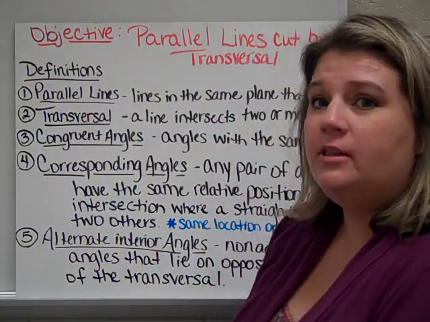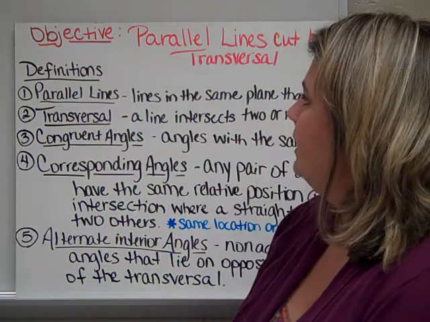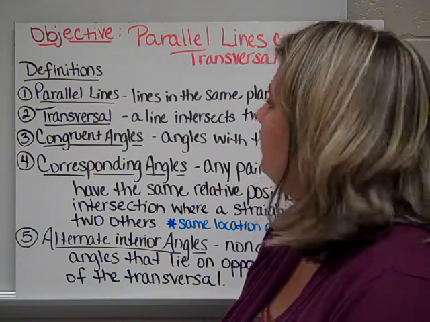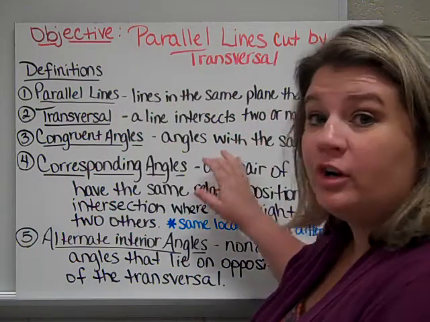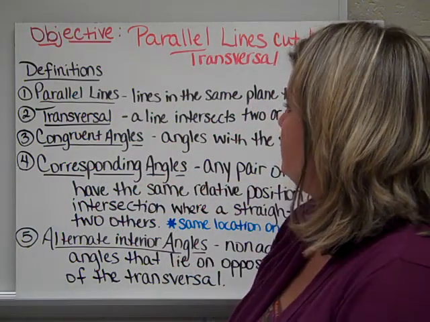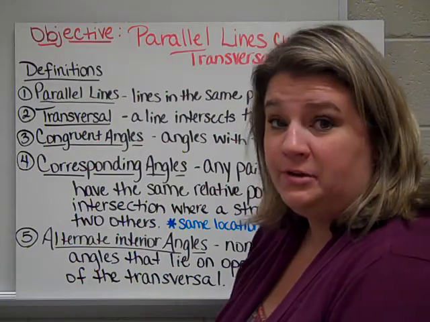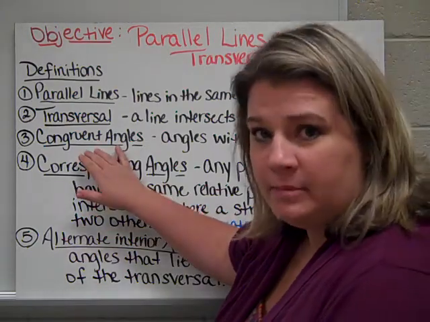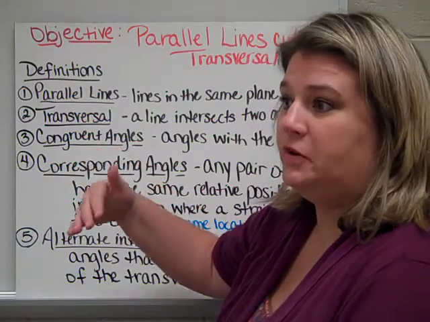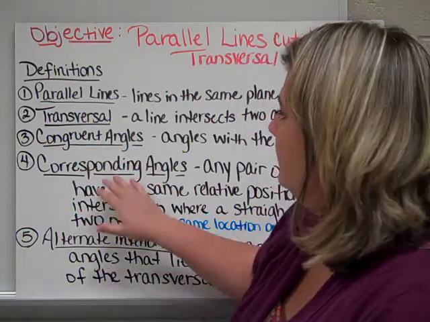Today's objective: parallel lines cut by a transversal. Let's go over some definitions. Parallel lines lie in the same plane and never intersect. A transversal is a line that intersects two or more lines. The case we're going to be discussing is a transversal that cuts parallel lines.